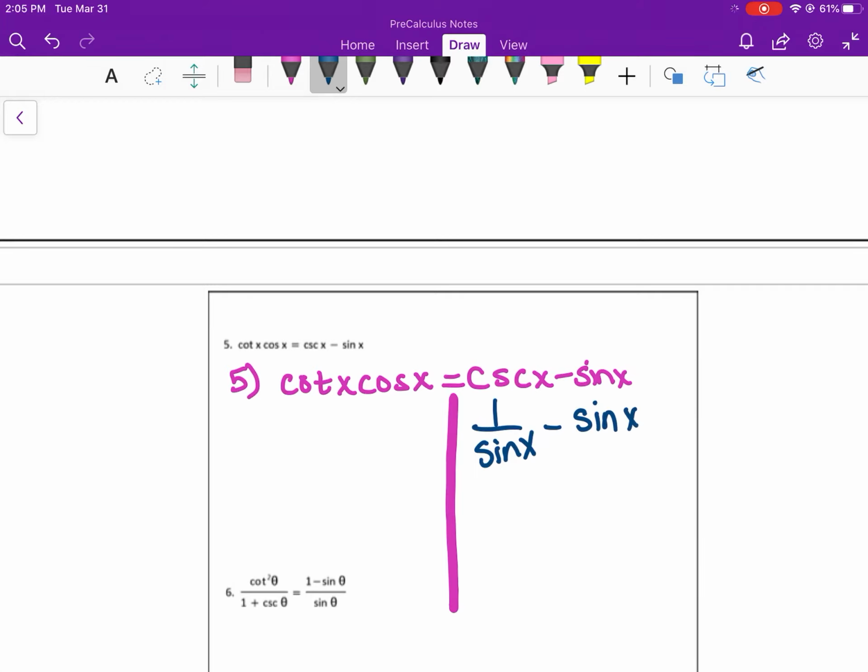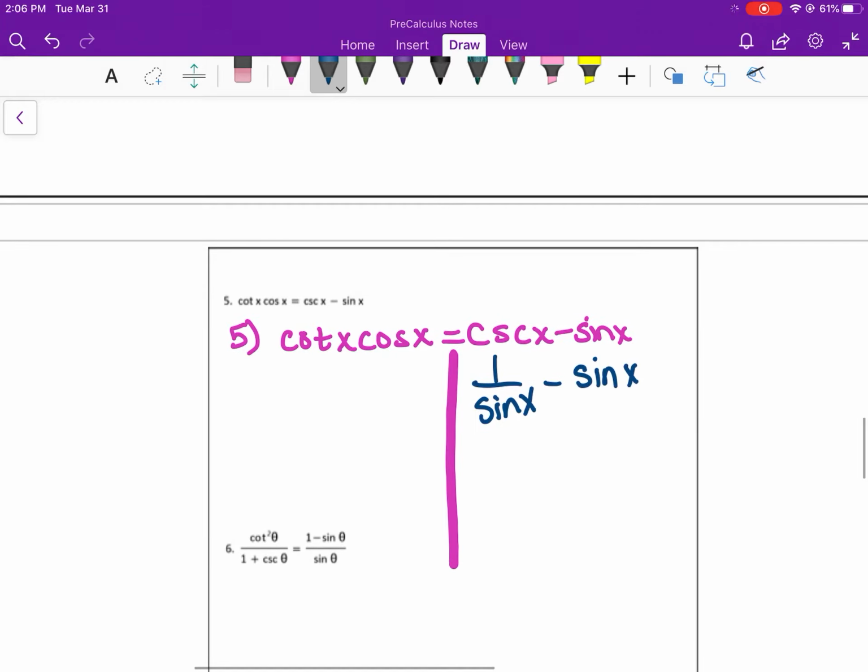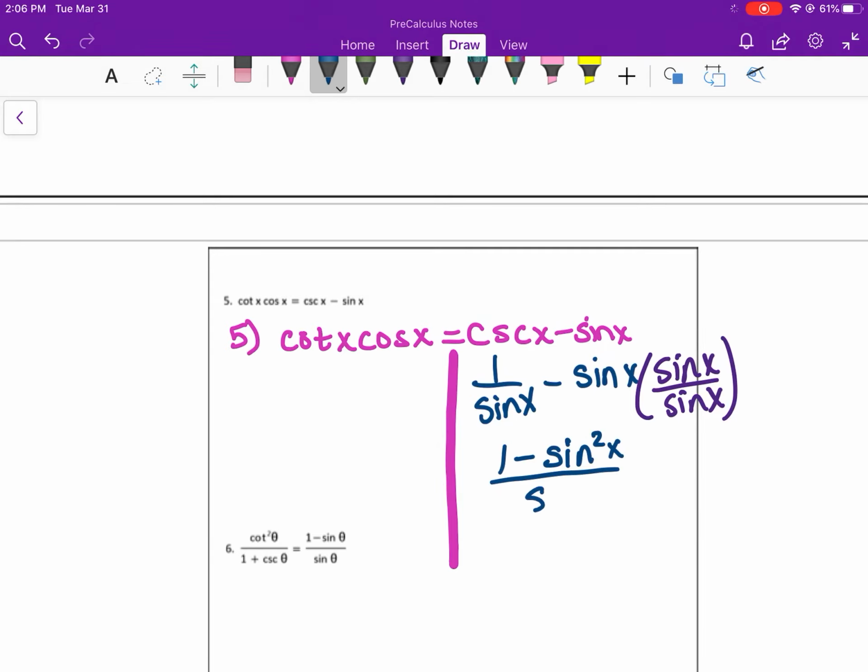And identities kind of work this way. If you start something and you don't like how it's going and you kind of get in a bind, you just have to start over and maybe attack the other side. What I'm going to do here is get a common denominator of sine x. And that's cosine squared x.